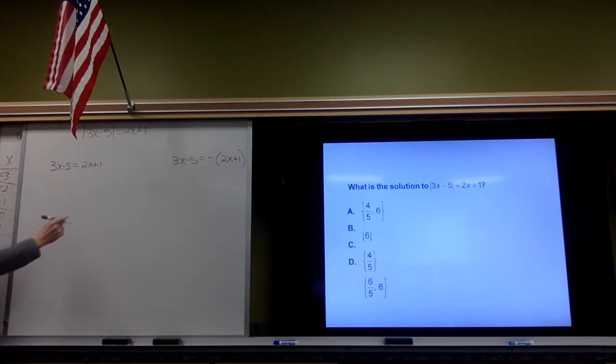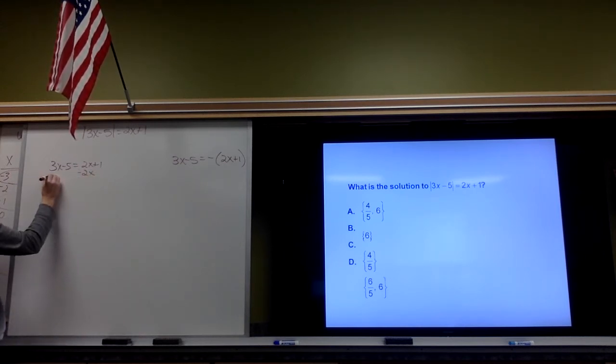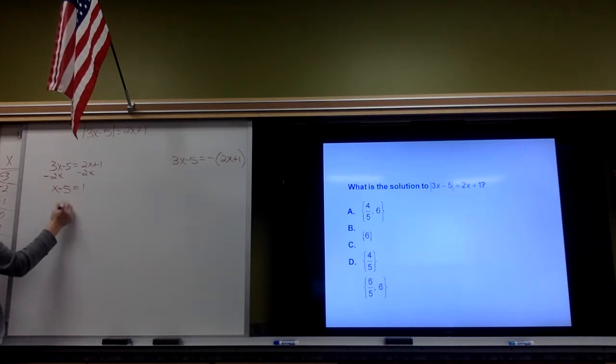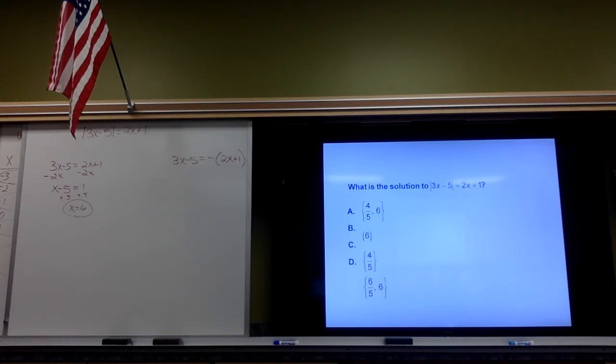Over here, we're going to go ahead and solve. I'm going to take 2x over to the other side. So x minus 5 equals 1. Add your 5. So my first possible case would be 6. Okay? Hopefully 6 would work. Don't know yet. We're getting there.